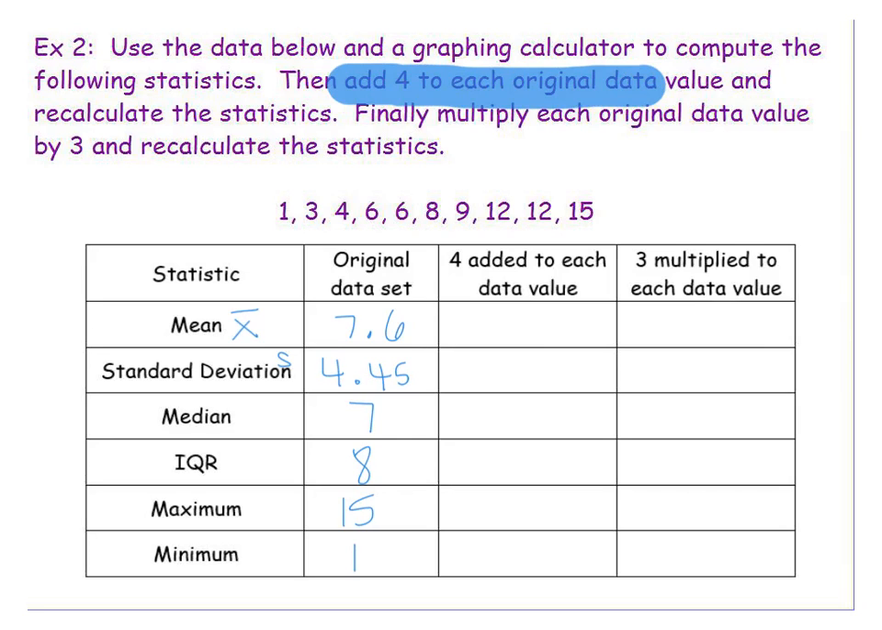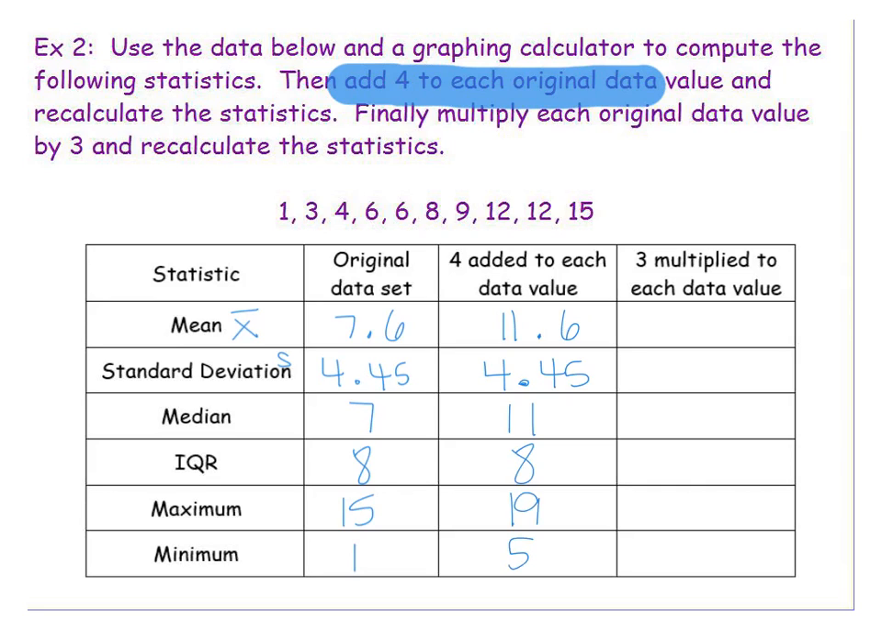Okay, now that you've done that, you're going to go stat, arrow over to calc, and hit enter for option 1. Your new X bar changes to 11.6. Your standard deviation stays 4.45. Your median, you end up with 11. Your IQR, if you take Q3 minus Q1, I get 8 again. My maximum went up to 19, and my minimum went up to 5.